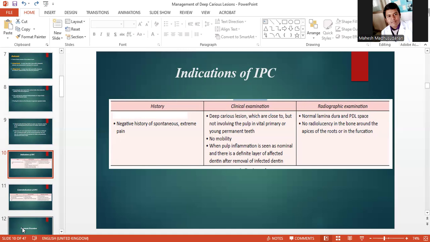Radiographic examination: there should be normal lamina dura and periodontal ligament space, and no radiolucency in the bone around the apices of the roots or in the furcation.